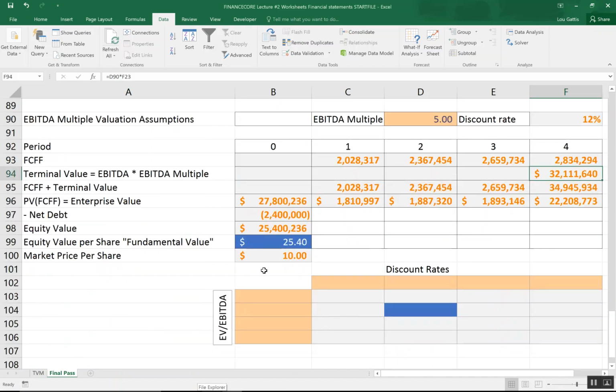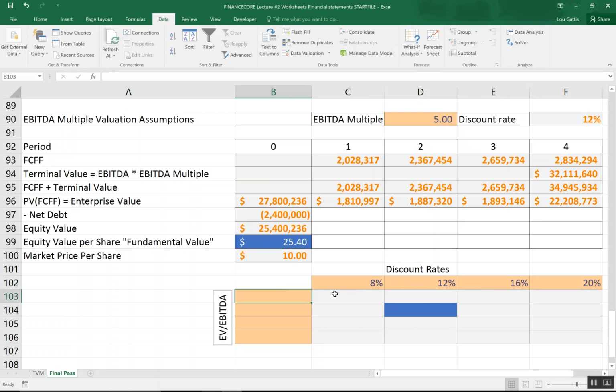All right, I have it set up here. Notice these are just formats. There's nothing special here. I just wrote discount rates and EBITDA. And what we're going to do is a sensitivity analysis. What if my discount rate is 8, 12, 16, or 20%?